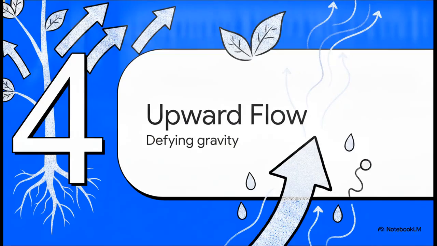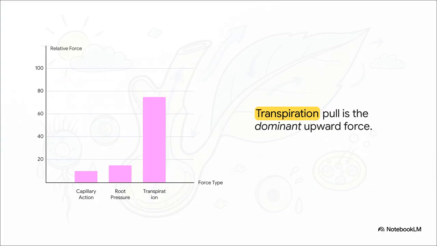Next up, Section 4, Transpiration and Upward Flow. We've made it into the roots, but now we've got to defy gravity. So once the water is actually inside the xylem, how on earth does it get all the way up to the topmost leaves? Well, we basically have 3 upward forces at play here, which we've graphed out on this bar chart. And I really want you to look at the scale of these bars.